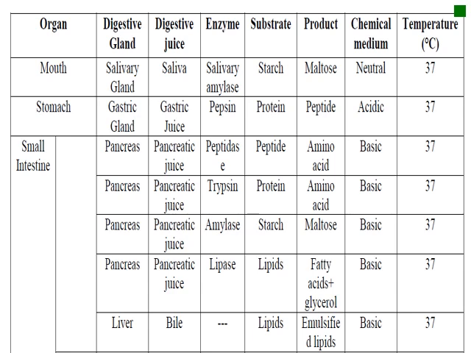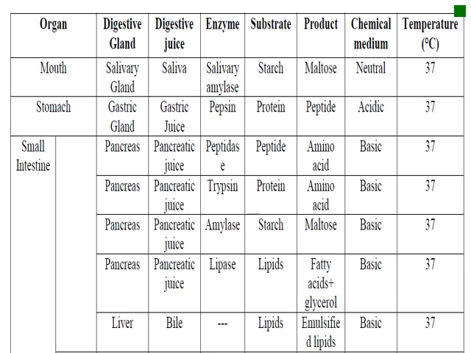Small intestine contains pancreas that secretes a juice called pancreatic juice. So we have 4 enzymes in the pancreas. Peptidase, as its name indicates, works on peptides to give amino acid, medium basic, temperature 37. Also pancreas secretes pancreatic juice containing enzyme trypsin that works on a protein to give amino acid, medium basic, temperature 37 degrees Celsius. So trypsin and pepsin, both of them work on protein, but trypsin in basic, pepsin in acidic. Pepsin digests protein into peptides, while trypsin digests protein into amino acid.